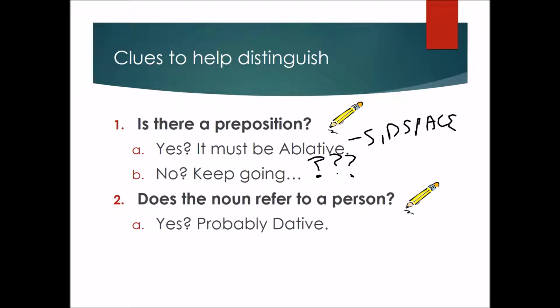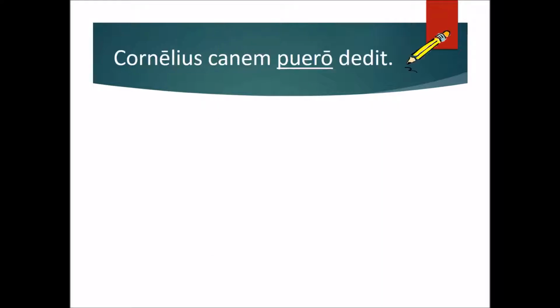Does the noun refer to a person? If there is no preposition, and if the noun refers to a person or some other type of creature that can think and act for itself, think horses, not slugs, then it's likely to be a dative indirect object, to or for that noun. If it is referring to a thing or something that can't think or act for itself, then it's likely to be an ablative, and we'll translate that with a with.